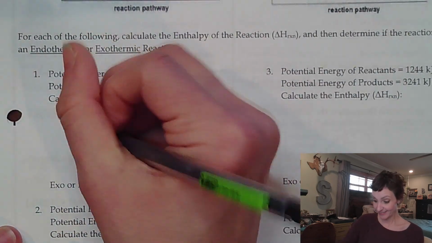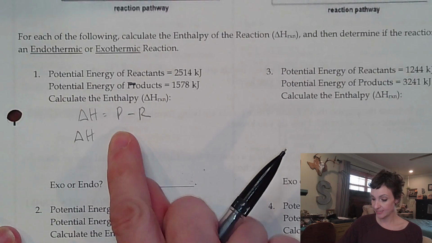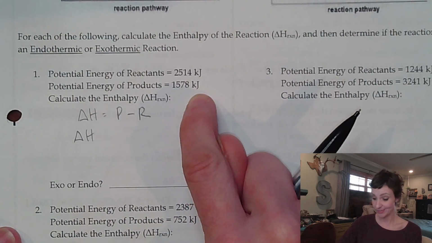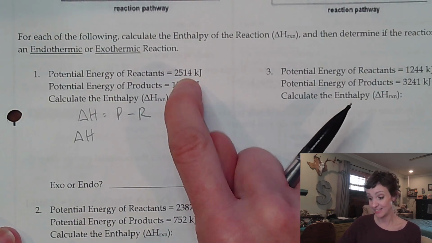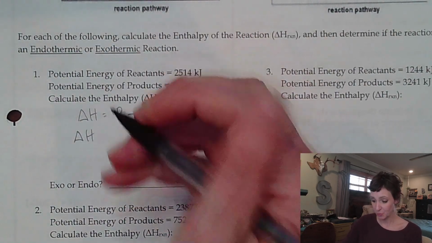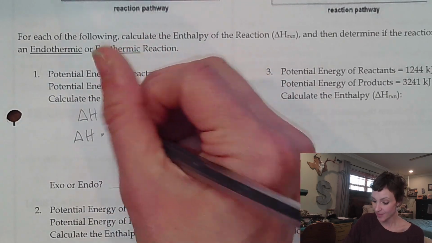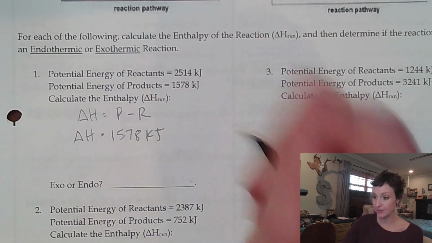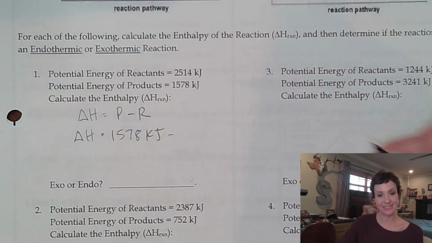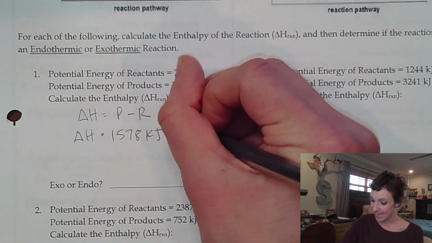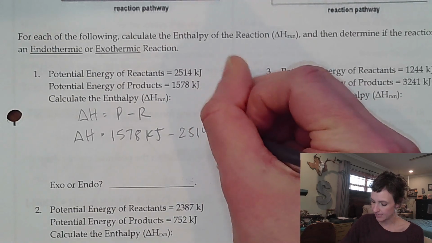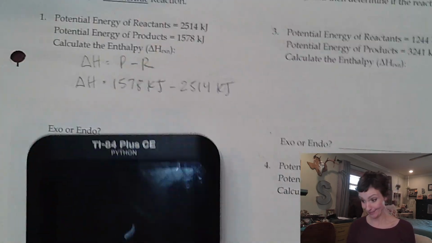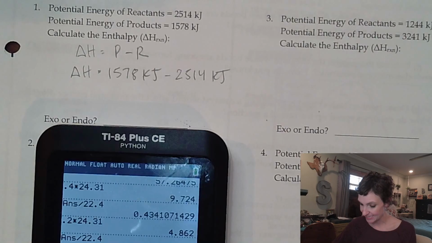Okay, let's see. Do we have the energy of the products? We do. It is 1,578 kilojoules. Do we have the energy of the reactants? It is 2,514 kilojoules. We are going to write that in our substitution. So we have 1,578. Notice how I'm putting units of kilojoules in here. Minus, and then my energy for my reactants is 2,514 kilojoules. Okay, I'll get my calculator. I'm real excited. Am I going to get a positive or a negative? That's what's going to tell me if I'm endothermic or exo.